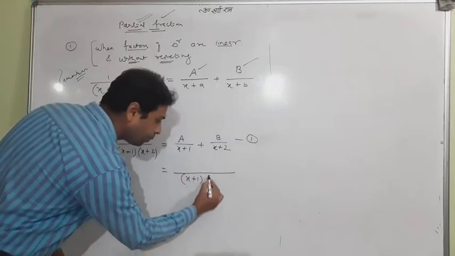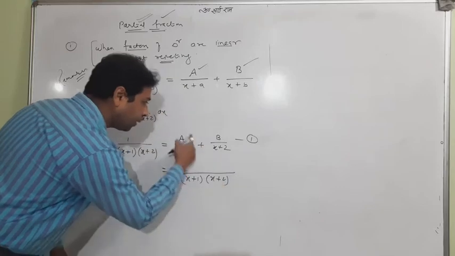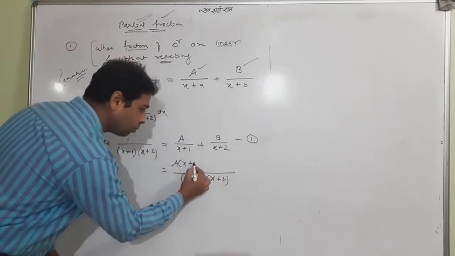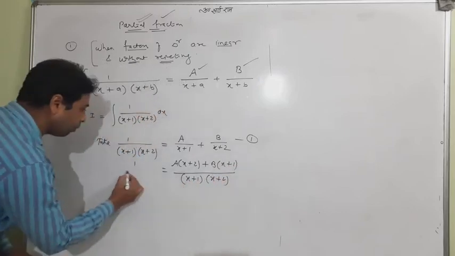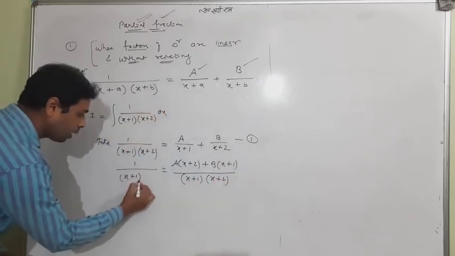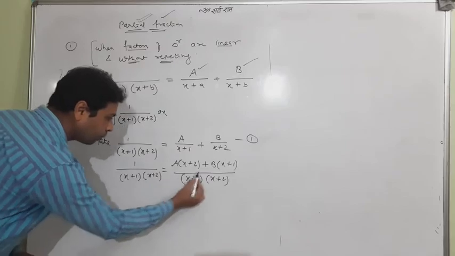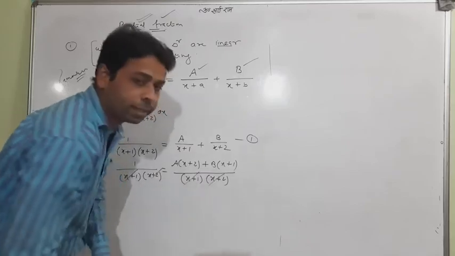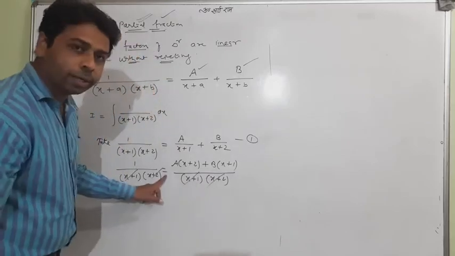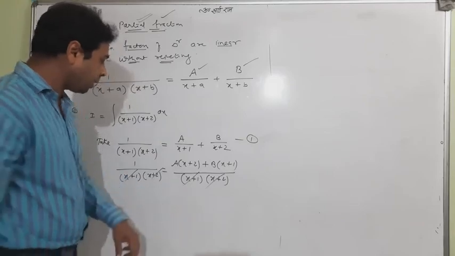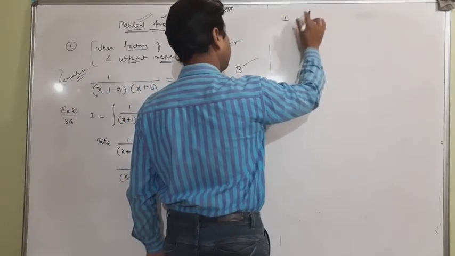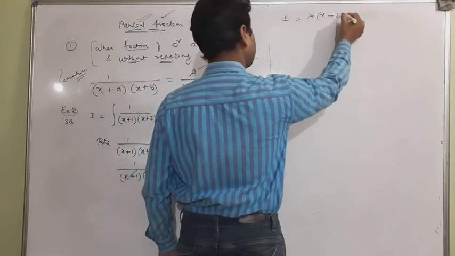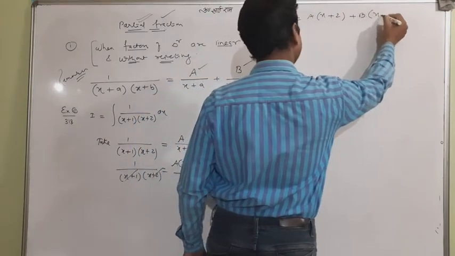Okay, I'll write. Along with a, it is coming x plus 2. And along with b, it is coming x plus 1. And what is the same? 1 upon x plus 1 and x plus 2. So what will you do? These two will be cancelled. Always, look, it is an equal to sign, so the denominators will be cancelling. So what remains? 1 equal to a into x plus 2 and b into x plus 1.